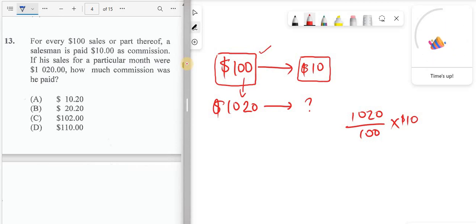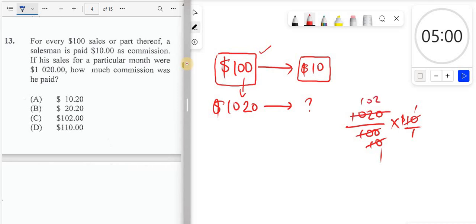Now to work this out, we basically cancel, right? Divided by 10. 10 into 10 goes once. 10 into 100 goes 10 times. Then 10 into 10 goes once. And 10 into this goes 102 times. So the answer is C.